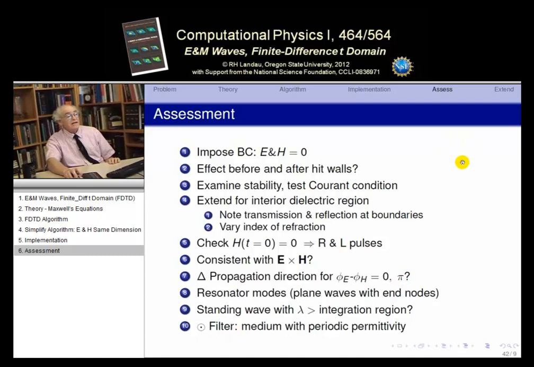And finally, we give this as an optional. If you have that dielectric medium inside here, what if you make the medium periodic? Okay, what if you make the index of refraction periodic, like a comb? You should then have a filter. See if it filters certain frequencies and not others.